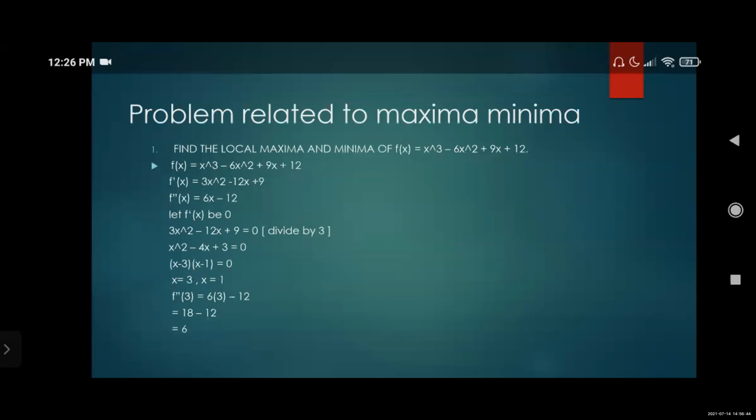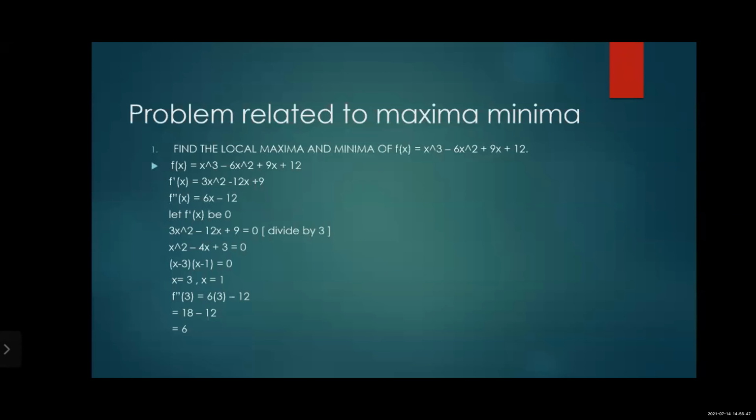Next, I am going to discuss a problem related to maxima and minima. Find the local maxima and minima of f of x is equal to x raised to 3 minus 6x square plus 9x plus 12. In this question, the function f of x is equal to x cube minus 6x square plus 9x plus 12. So first we should differentiate the function twice. When you differentiate it one time, we get 3x square minus 12x plus 9. When you differentiate the function one more time, we get 6x minus 12.